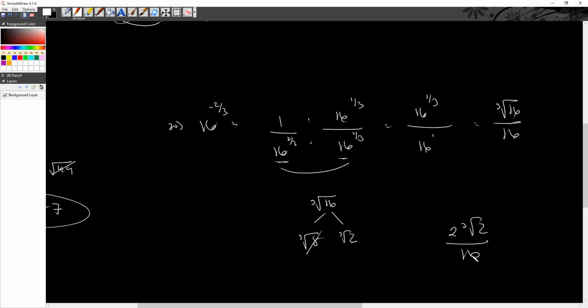Are we done? No. What can we do now? Ava? 1 over 8. So cube root of 2 over 8 actually is the answer. So a lot more involved than you would give it credit.